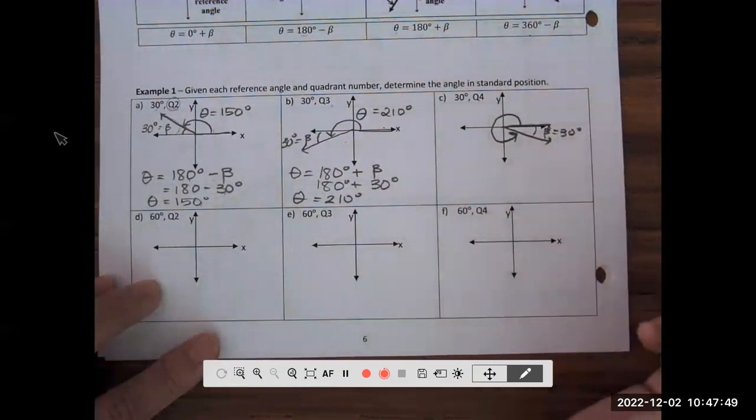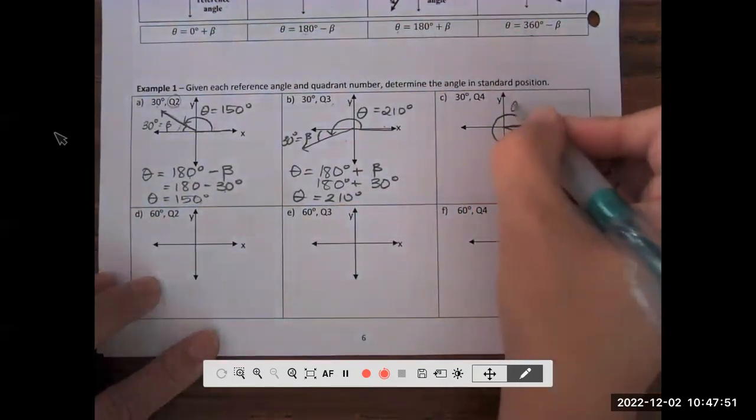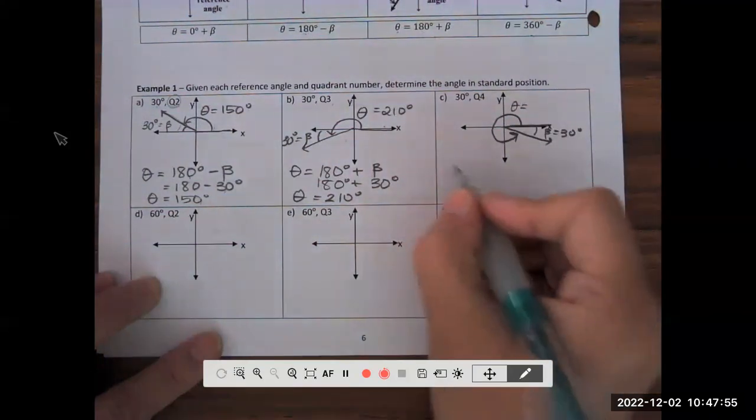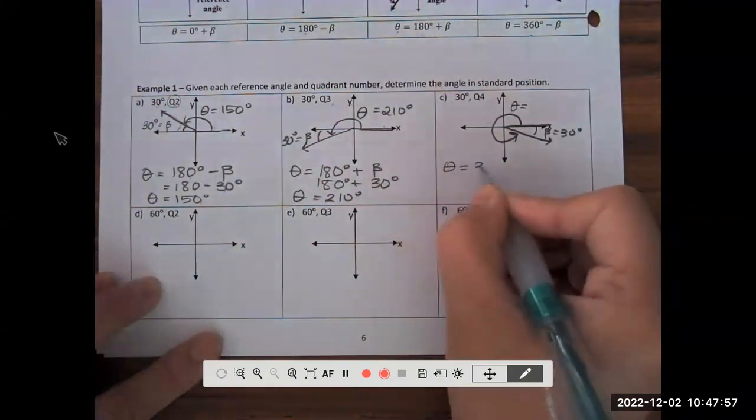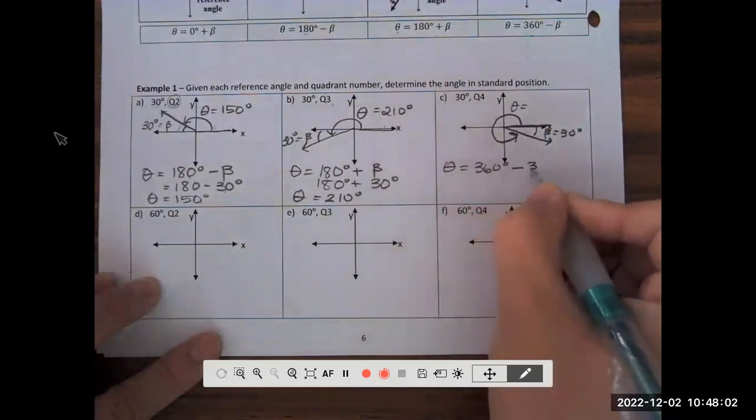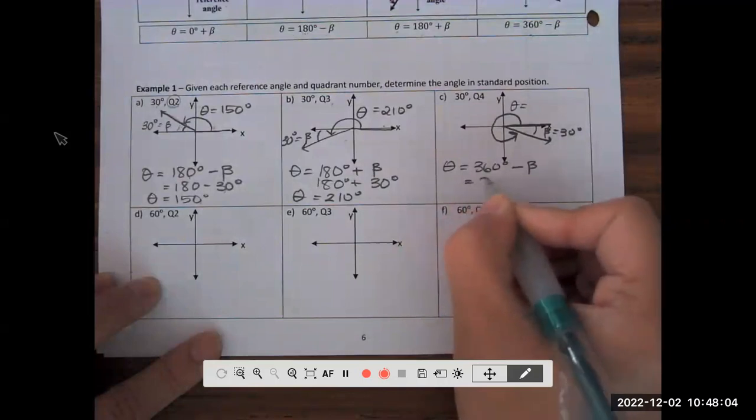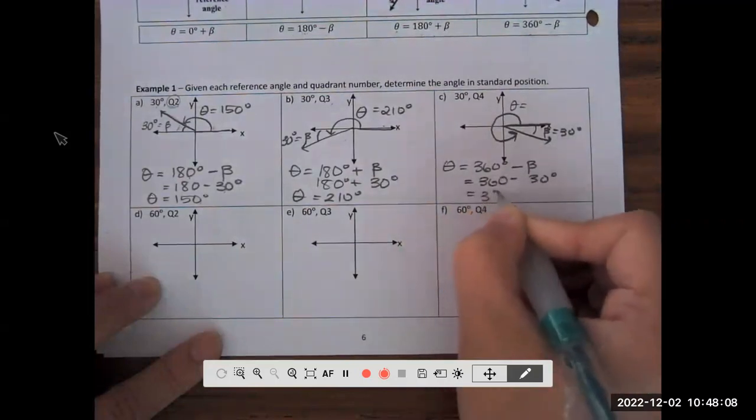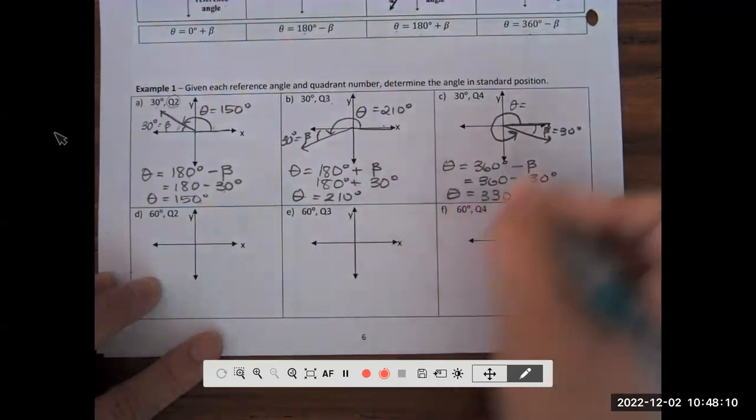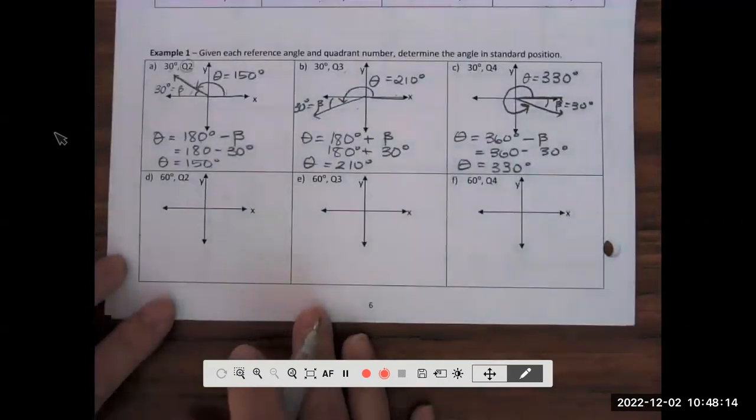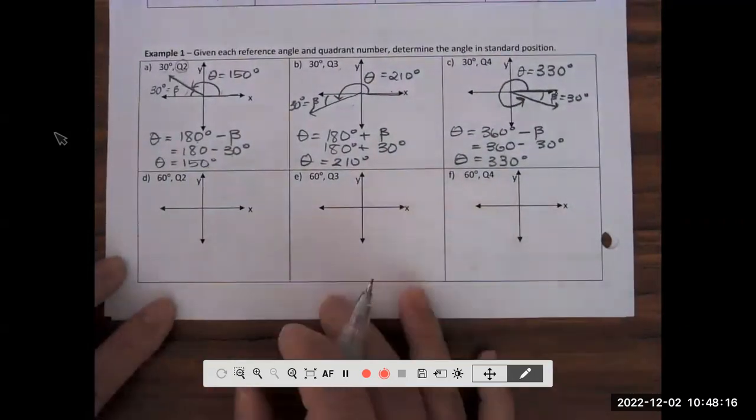Can someone tell us the math that we're going to use to determine theta? Khaled. Say that louder, please. Minus beta, which in this case is 360 degrees minus 30 degrees. So theta is equal to 330 degrees. Okay, try these next 3 on your own, please.